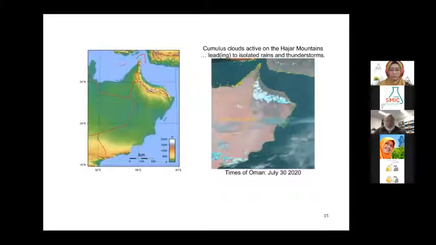This is two pictures. This is showing you Oman. So over here you can see the Hajar Mountains. They go along the northern part of Oman over there. And this is from the Times of Oman, July 30th, 2020. That's about a week and a bit ago. Cumulus clouds active on the Hajar Mountains, leading to isolated rains and thunderstorms. And the cumulus clouds are very, very clear in that satellite photo.